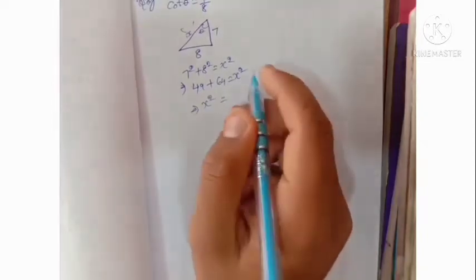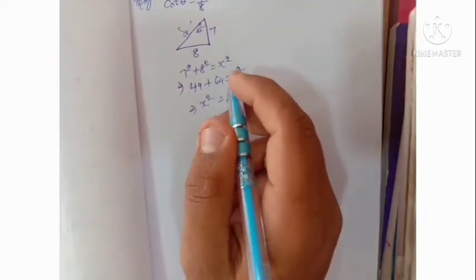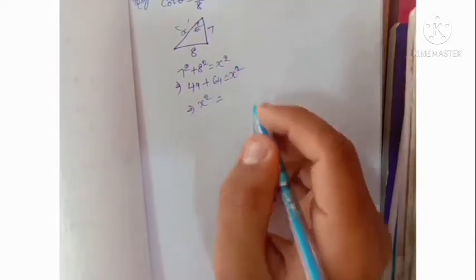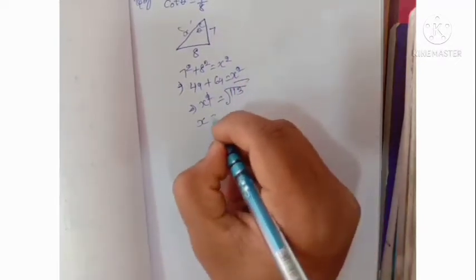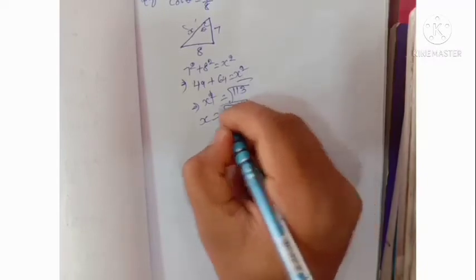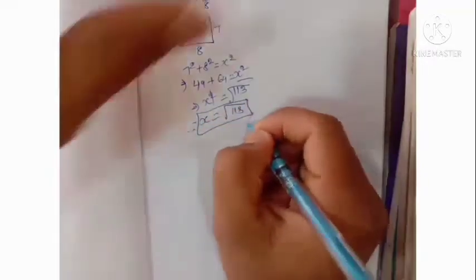X square is equal to 49 plus 64. 49 plus 64 is 113. X is equal to root 113. Root 113 is not a perfect square, let it be. Okay, here is root 113. Now what should we find?